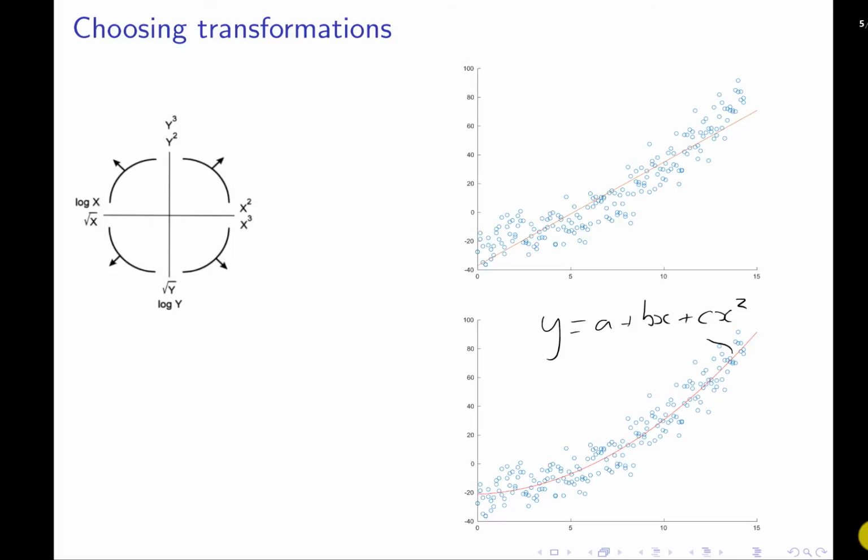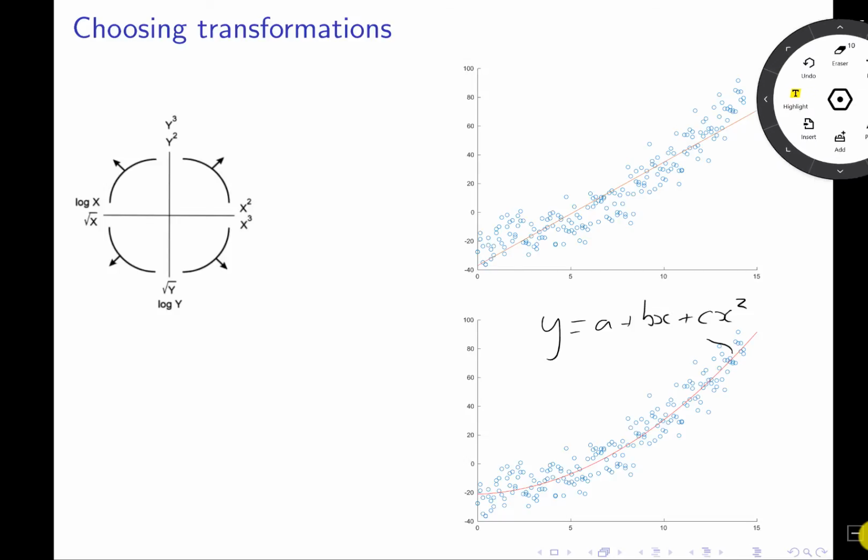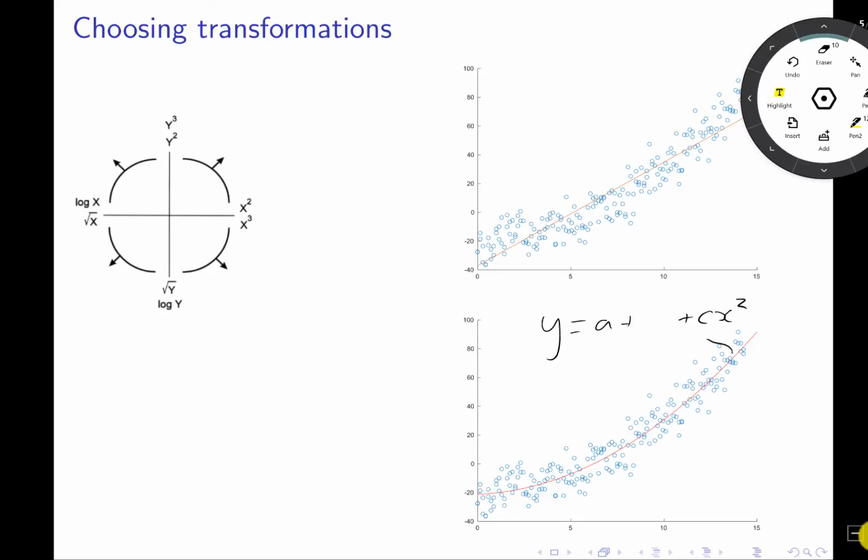Just one word of warning about transformations. Generally, if you're going to add additional terms, for example a quadratic term in x to your model, so an x squared term, you must still keep your linear term. Okay? So it wouldn't make sense to have a model of this form. This would not be a good model, a plus cx squared. We still need the linear term in there to capture the linear part of the dependence.